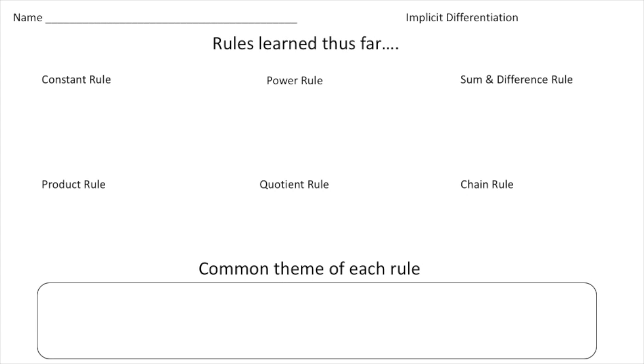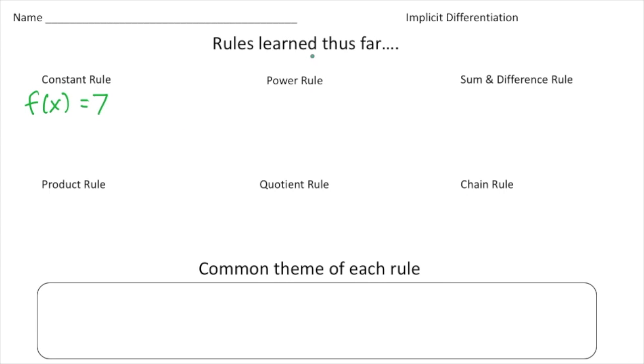Before we talk about implicit differentiation, let's briefly go over the rules you've learned so far. First is the constant rule, which is useful when you're trying to find the derivative of a constant. For example, f of x equals 7.